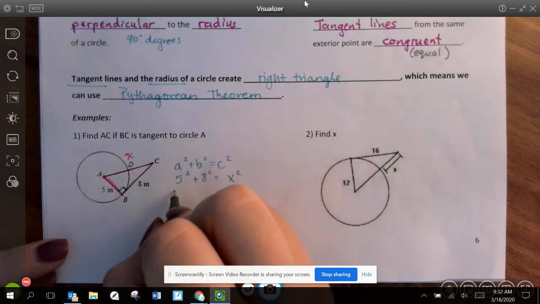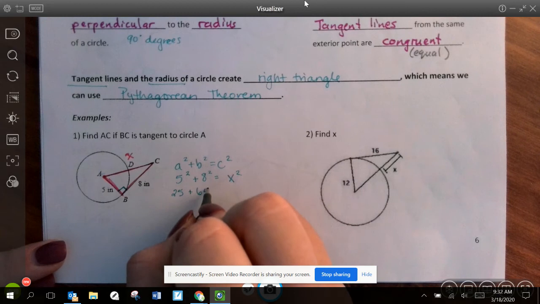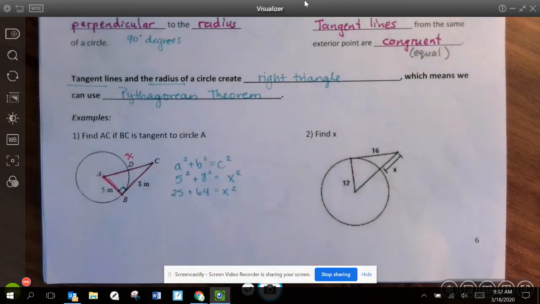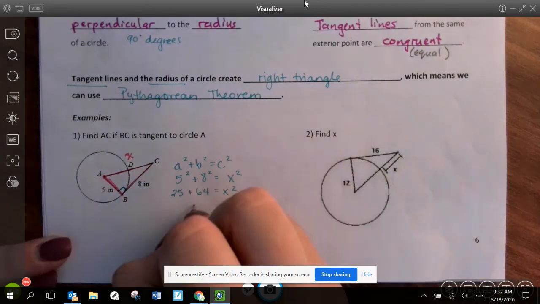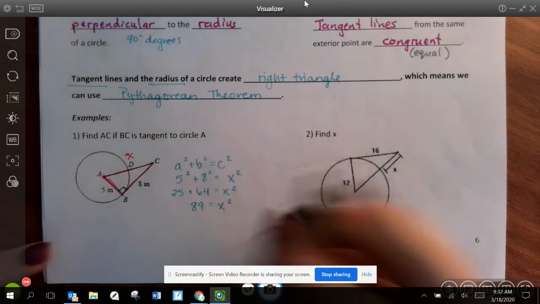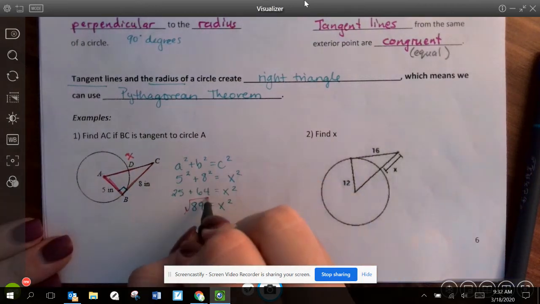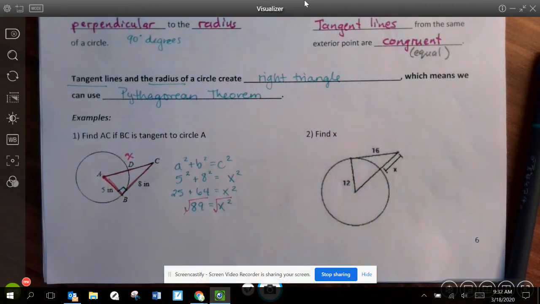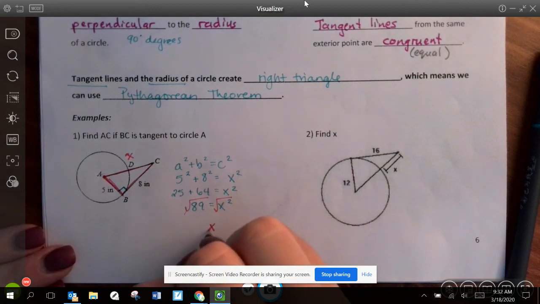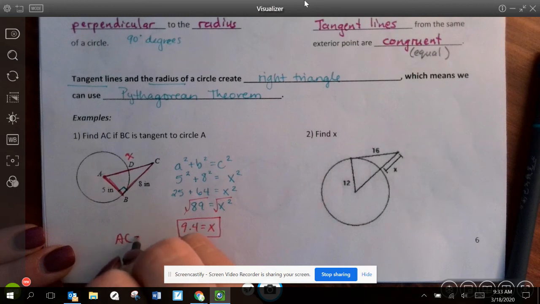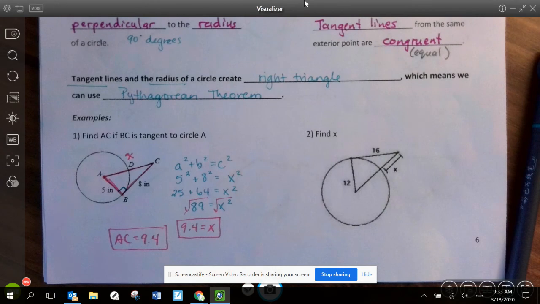So let's do this. So this is 25 plus 64 equals x squared. So then x, 25 plus 64 gives me 89. And how do I undo a square? I take the square root. So the square root of 89 is 9.4. Okay, so AC is 9.4. This distance right here is 9.4. Okay, well, let's look at example 2.